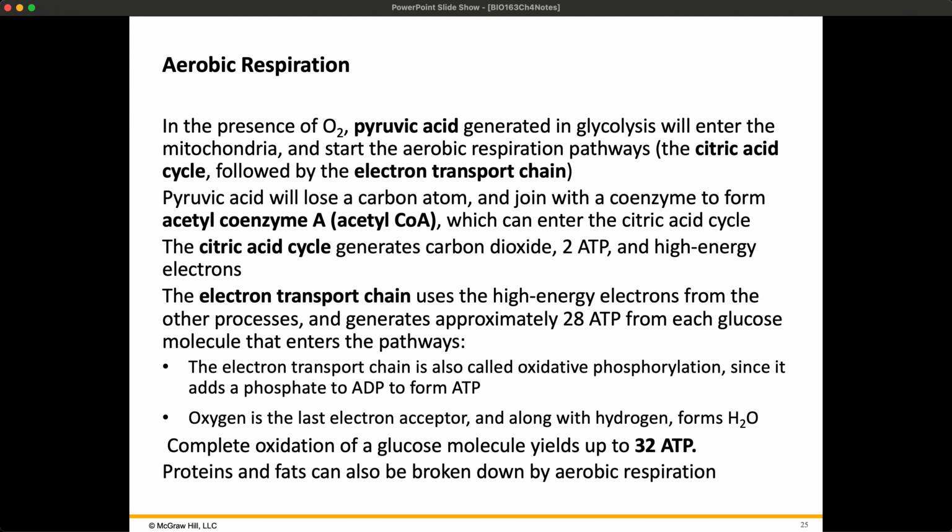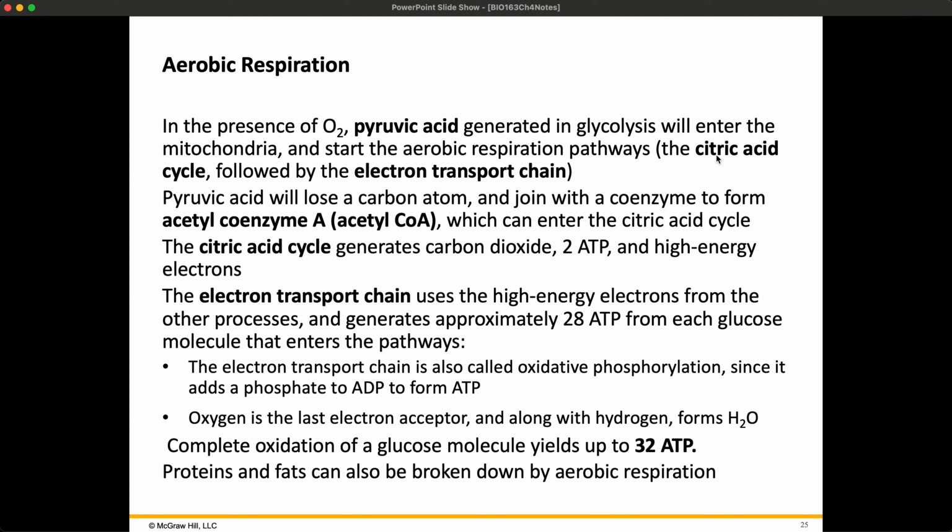So in the presence of oxygen for aerobic respiration, those pyruvic acid molecules, those 3-carbon molecules that were formed from splitting glucose, are going to enter into the mitochondria and start the aerobic respiration pathways. These won't continue without oxygen. It first starts with the citric acid cycle and then goes to the ETC. But in between, right as it enters, pyruvic acid will lose a carbon atom. This is that intermediate phase that I was talking about, because pyruvic acid has to be converted a little bit into what's called acetyl-CoA, acetyl coenzyme A, before it can really enter the citric acid cycle.